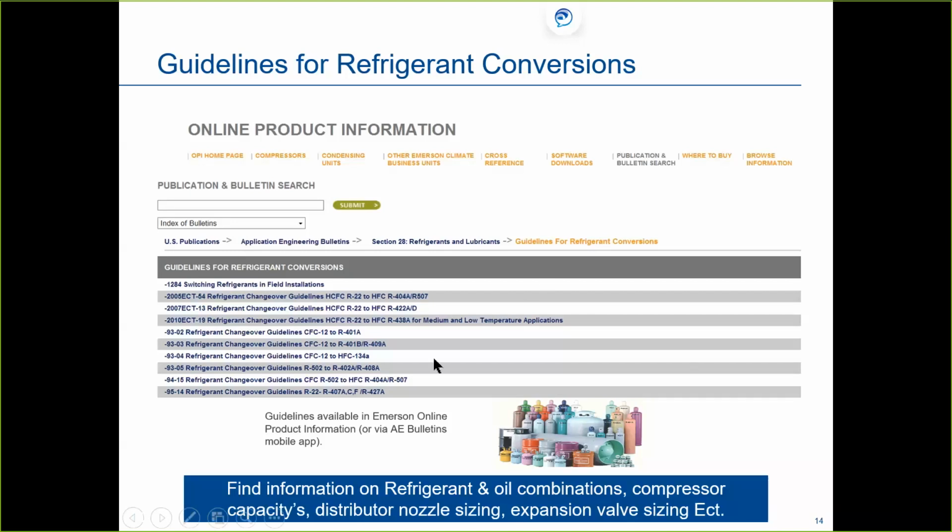The kind of information you'll find out here is your refrigerant and oil combinations, your compressor capacities, your distributor nozzle sizing, and expansion valve sizing, et cetera. I just put a handful of things down there this morning just to kind of show you the kind of information. Again, it's free to you. It's called OPI, Online Product Information. I think tomorrow Brian Bisonek is going to actually be talking about this, so stay tuned for that. That'll be good stuff tomorrow.